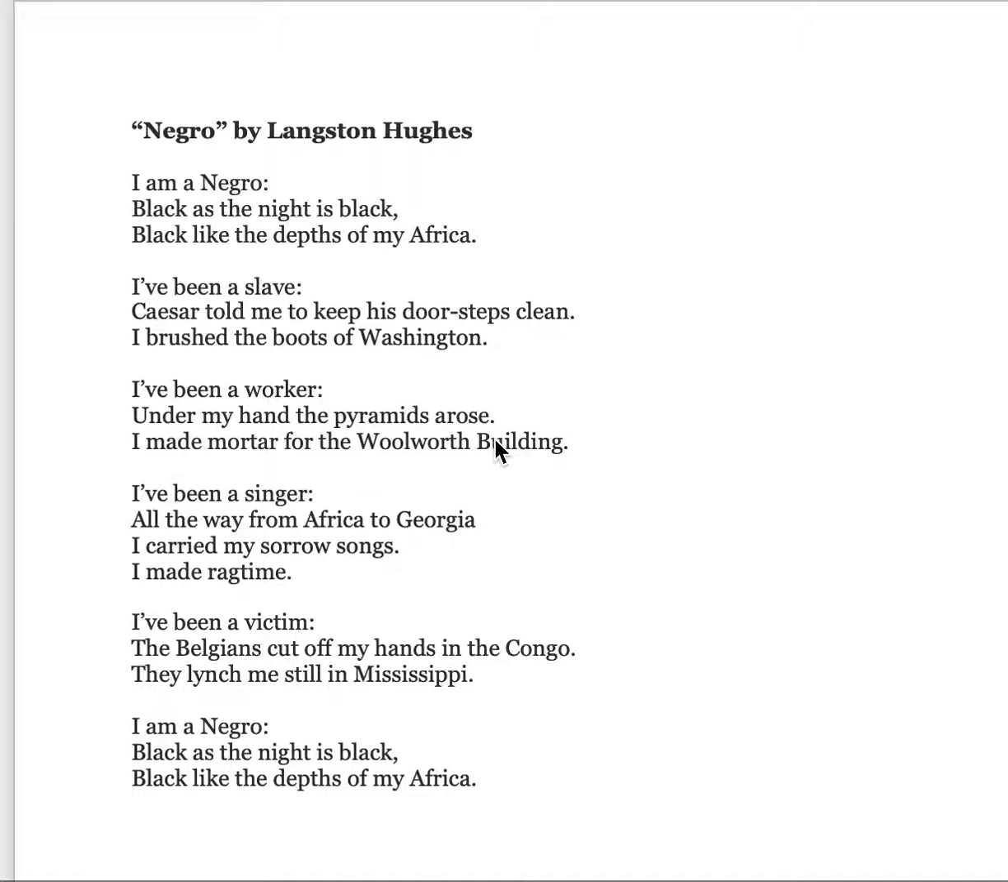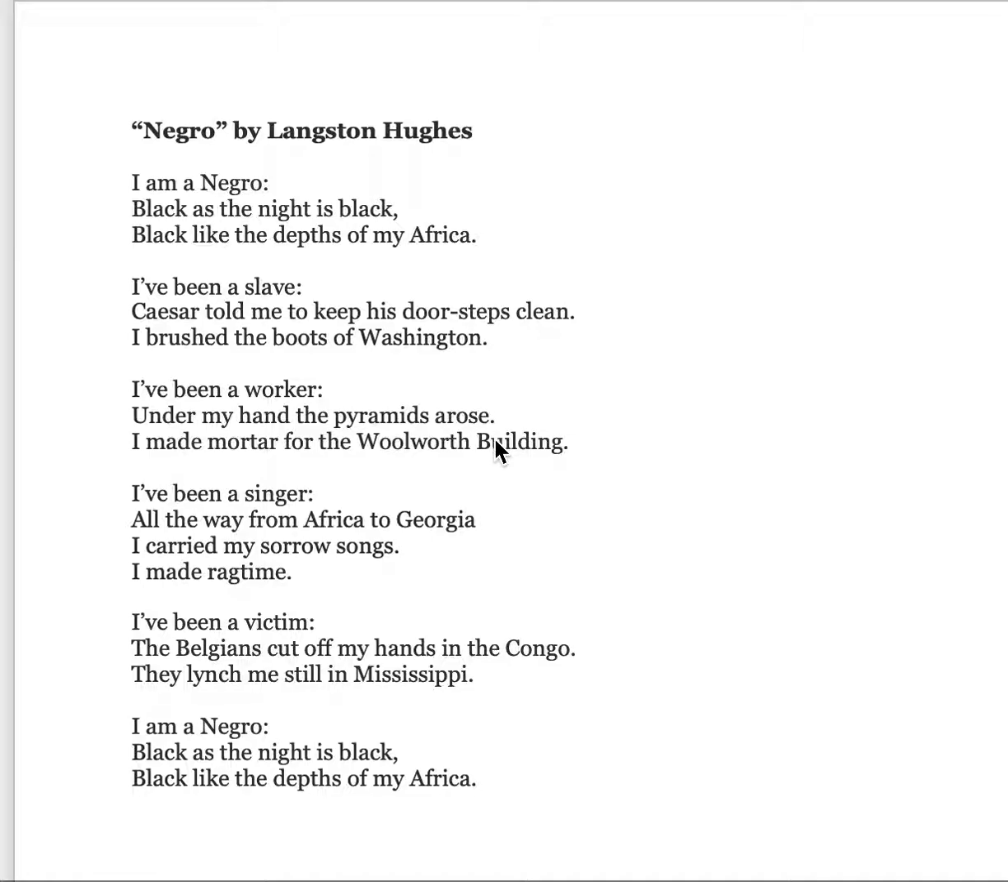So he says, I've been a slave. Caesar told me to keep his doorsteps clean. I brushed the boots of Washington. Now, this imagery of Washington that he's evoking is symbolic. And it's representing this idea, not just of Washington, but of actual ideas of American identity and freedom and equality. And he's very intelligently and very smartly saying that he's subservient to the idea of freedom because he is at the level of the boots of Washington.